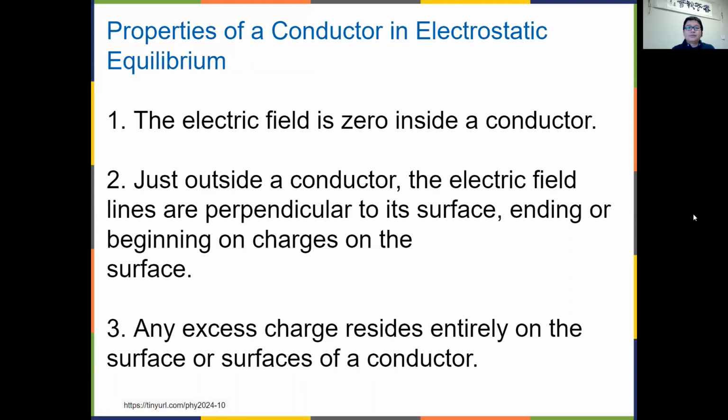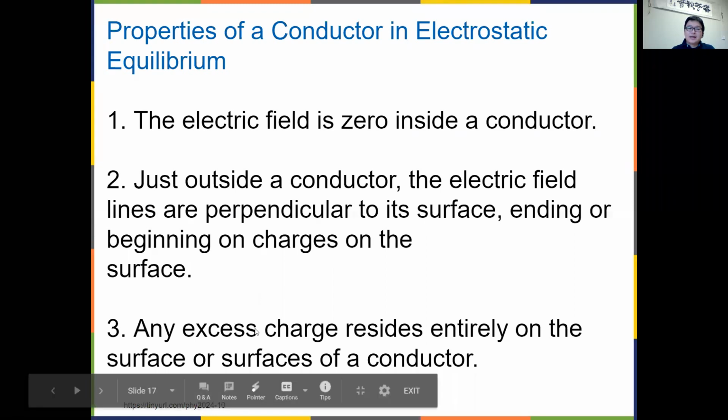All right, so to summarize, properties of a conductor in electrostatic equilibrium. The electric field is 0 inside the conductor. And just outside the conductor, the electric field lines are perpendicular to its surface. And the excess charge will reside entirely on the surface of the conductor.